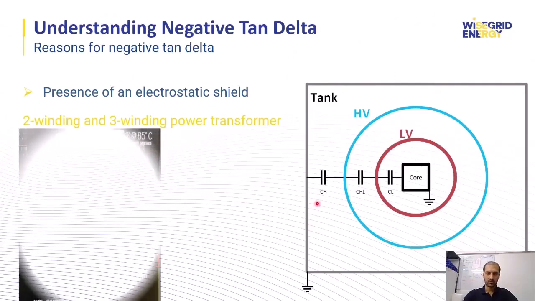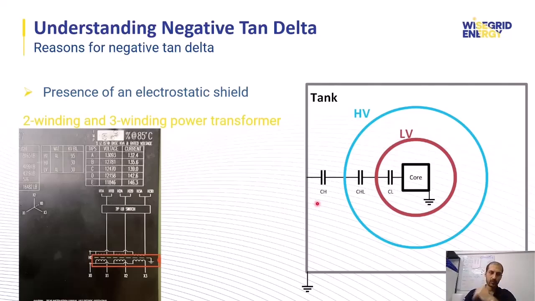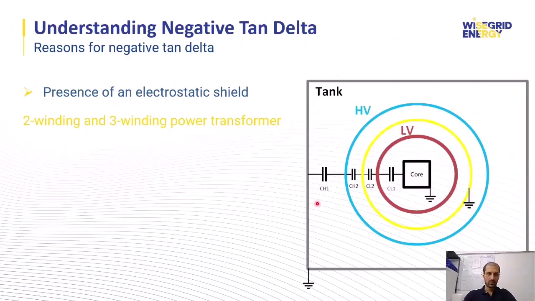In some two-winding transformers, especially power generation transformers or renewable energy transformers, an electrostatic shield is placed between HV and LV windings and directly grounded. This shield prevents high-frequency overvoltage caused by switching or lightning surge on the HV side from transferring to the LV side, which some manufacturers use this technique for. So, because this shield is grounded, the CHL capacitor effectively disappears.